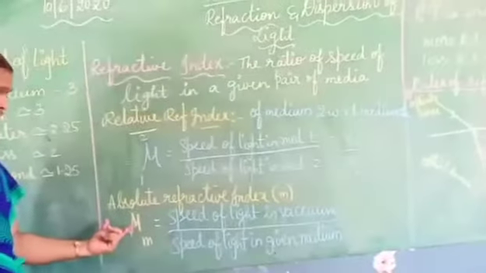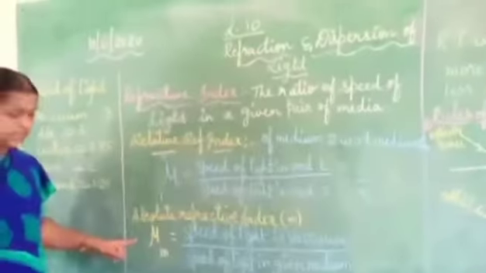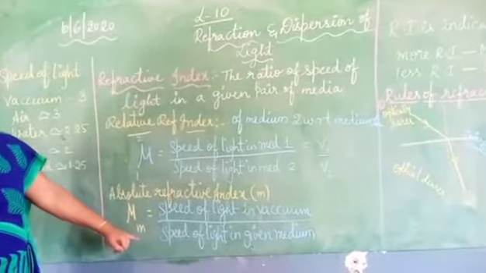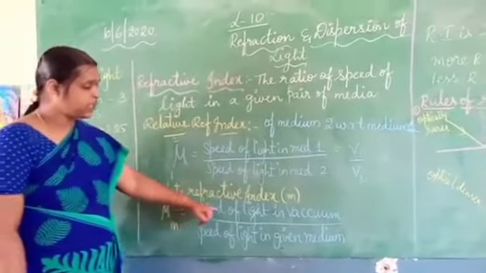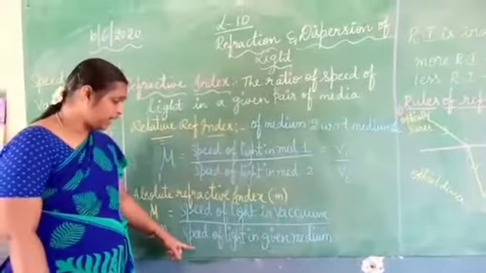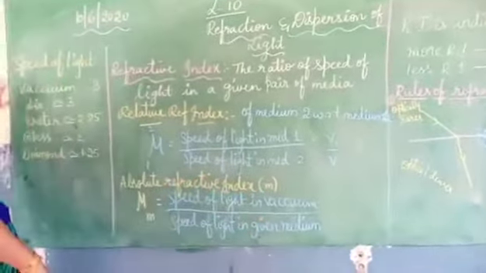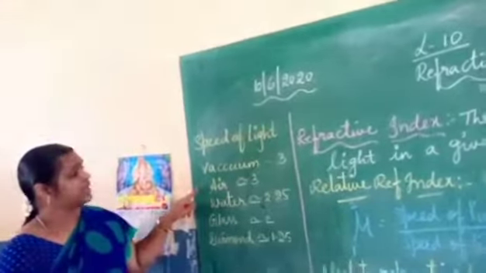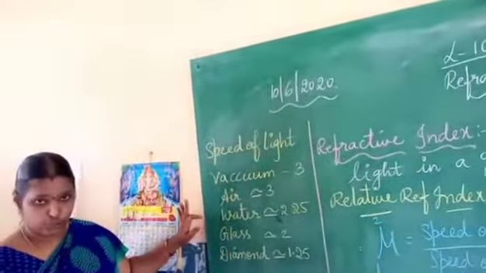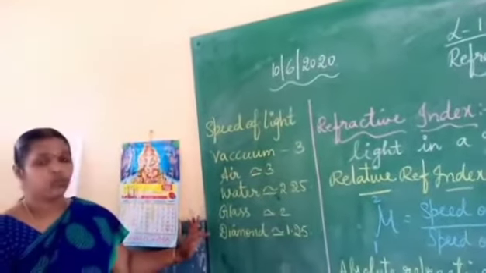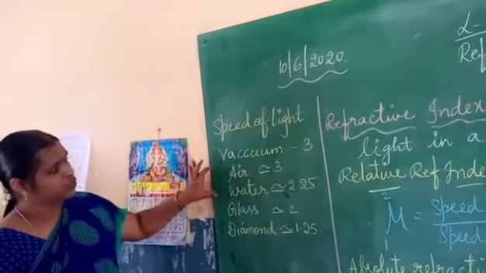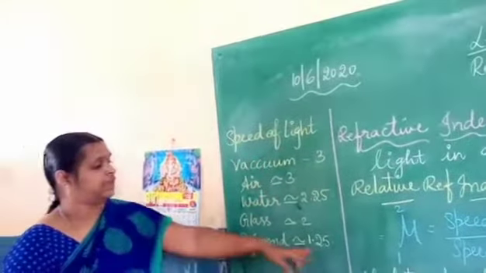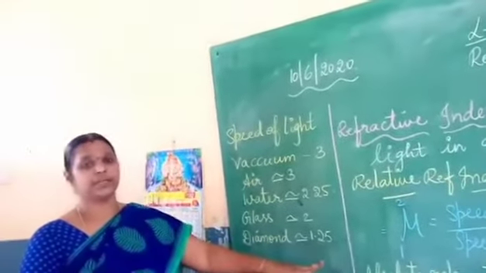Now we have one more definition coming under refractive index, that is absolute refractive index. We denote it as mu m, which is nothing but speed of light in vacuum by speed of light in the given medium. Here I gave the speed of light in different mediums. Speed of light in vacuum is 3, air approximately 3, water 2.25, glass 2, diamond 1.25. The higher values like 3 and 2.25 are optically rarer media, and where the speed of light is less, that is optically denser medium.